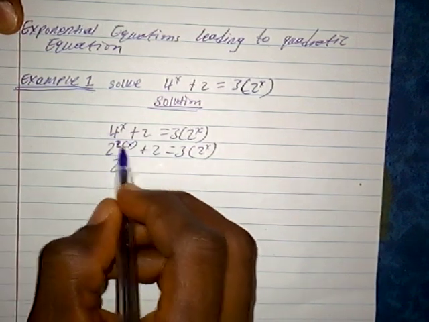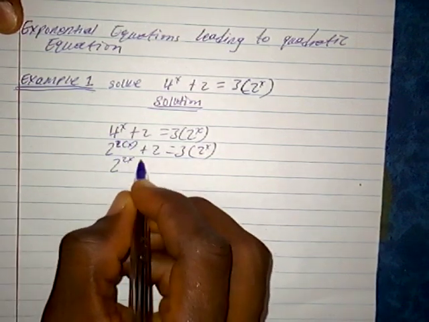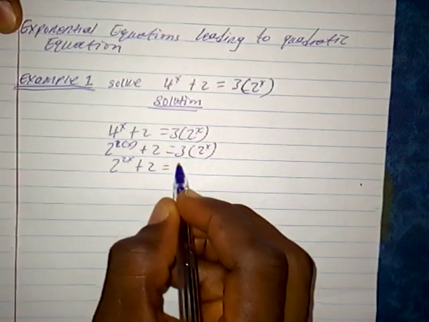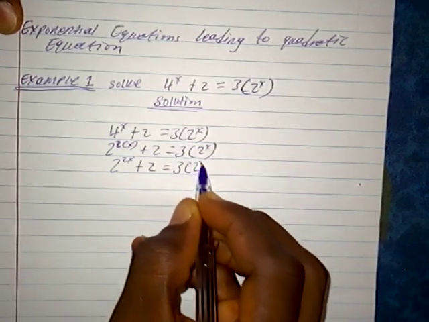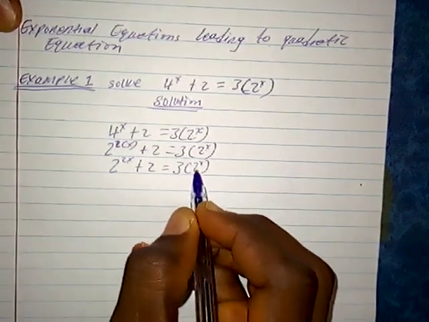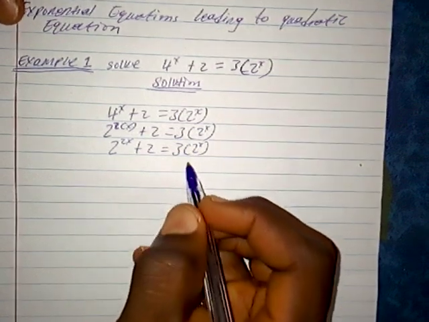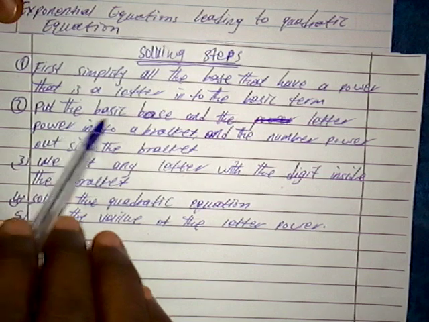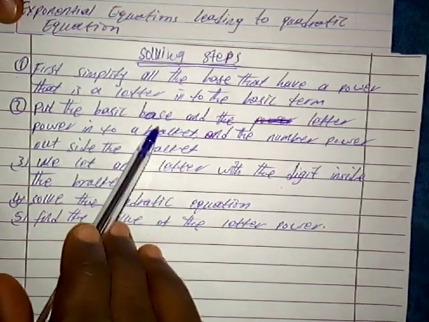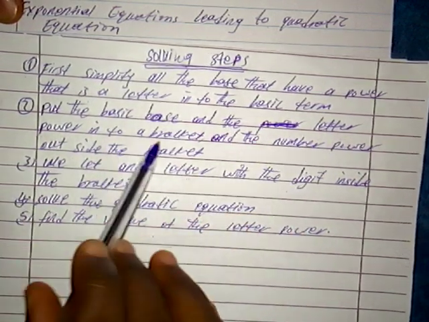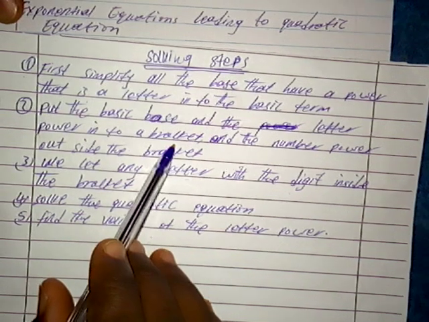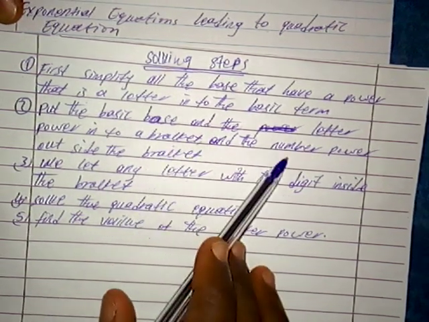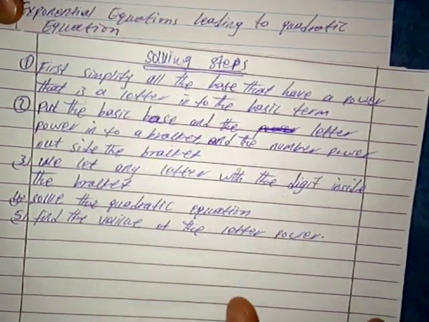2 raised to the power 2x, which is 2x, plus 2 equals 3 times 2 raised to the power x. You see? Good. What is the next step? Put the basic base and the letter power into a bracket, and the number power outside the bracket.